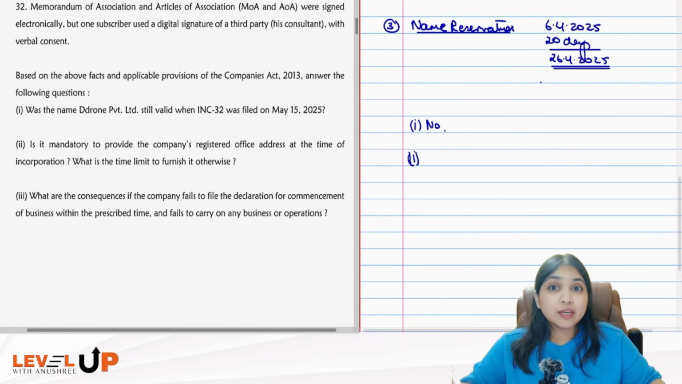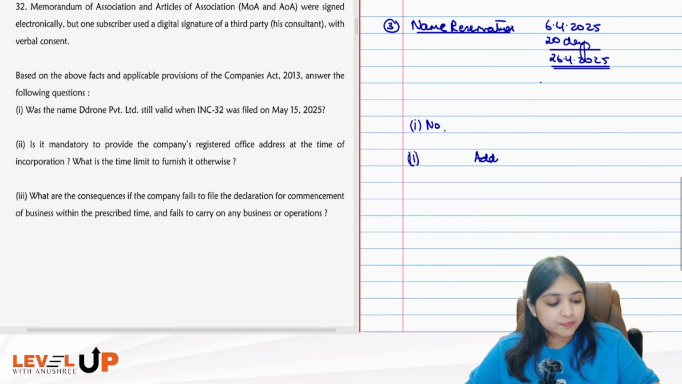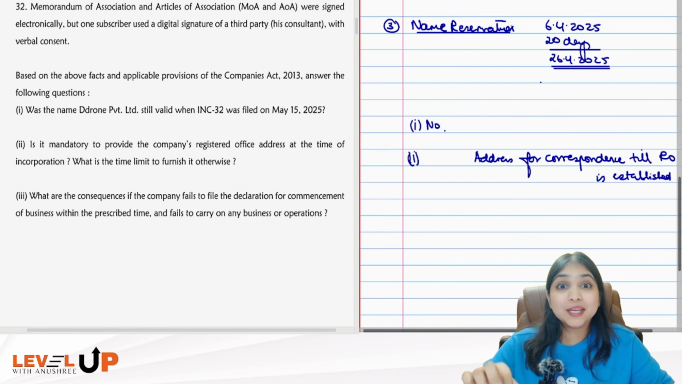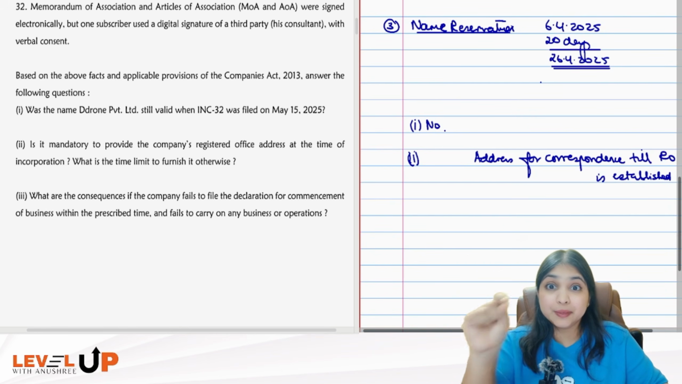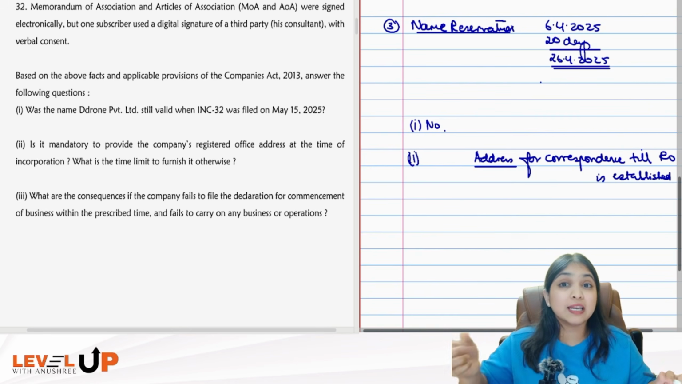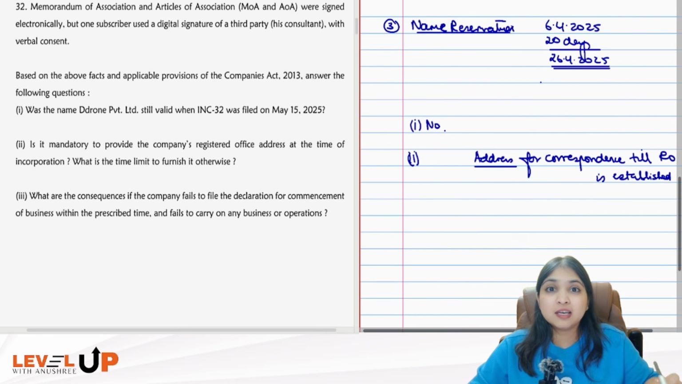Now, one of that information is also address. What address? Address for correspondence till RO is established. Do you remember learning this language? If you've learned from the logic book, that mnemonic AP DAM we have, in that A is for address for correspondence till RO is established. So at the time of incorporation itself, we have to submit a lot of information that includes address for correspondence till RO is established.